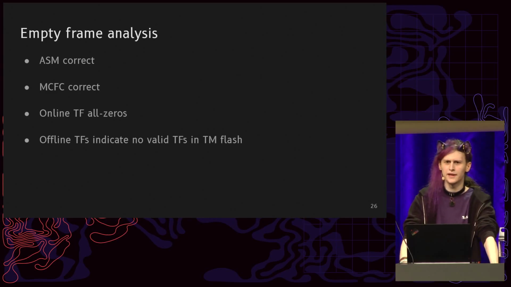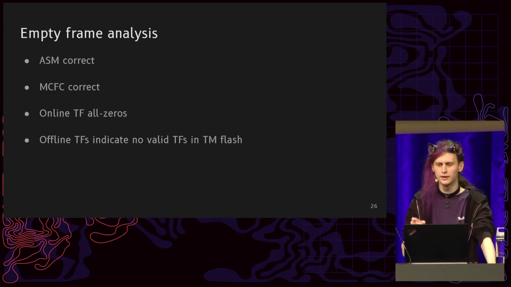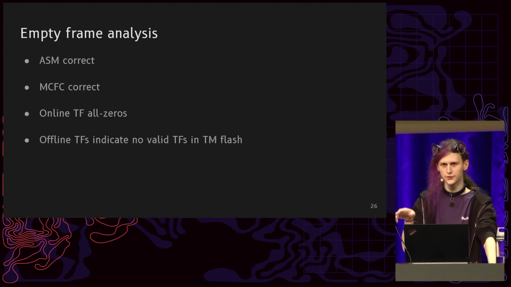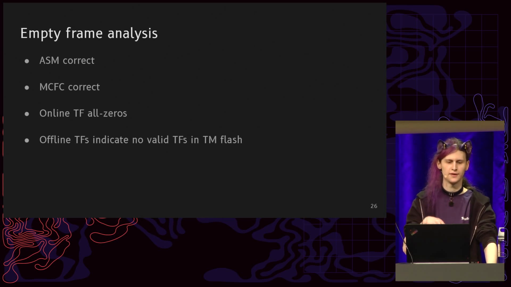So that ASM, that magic number, that's still correct. That little counter thing, that's still correct. But apart from that, the online transfer frames with the live telemetry, those are completely zero. And the offline transfer frames that are supposed to give you historical telemetry, they have a little marker set that says, I tried to get offline telemetry, but there was nothing stored.